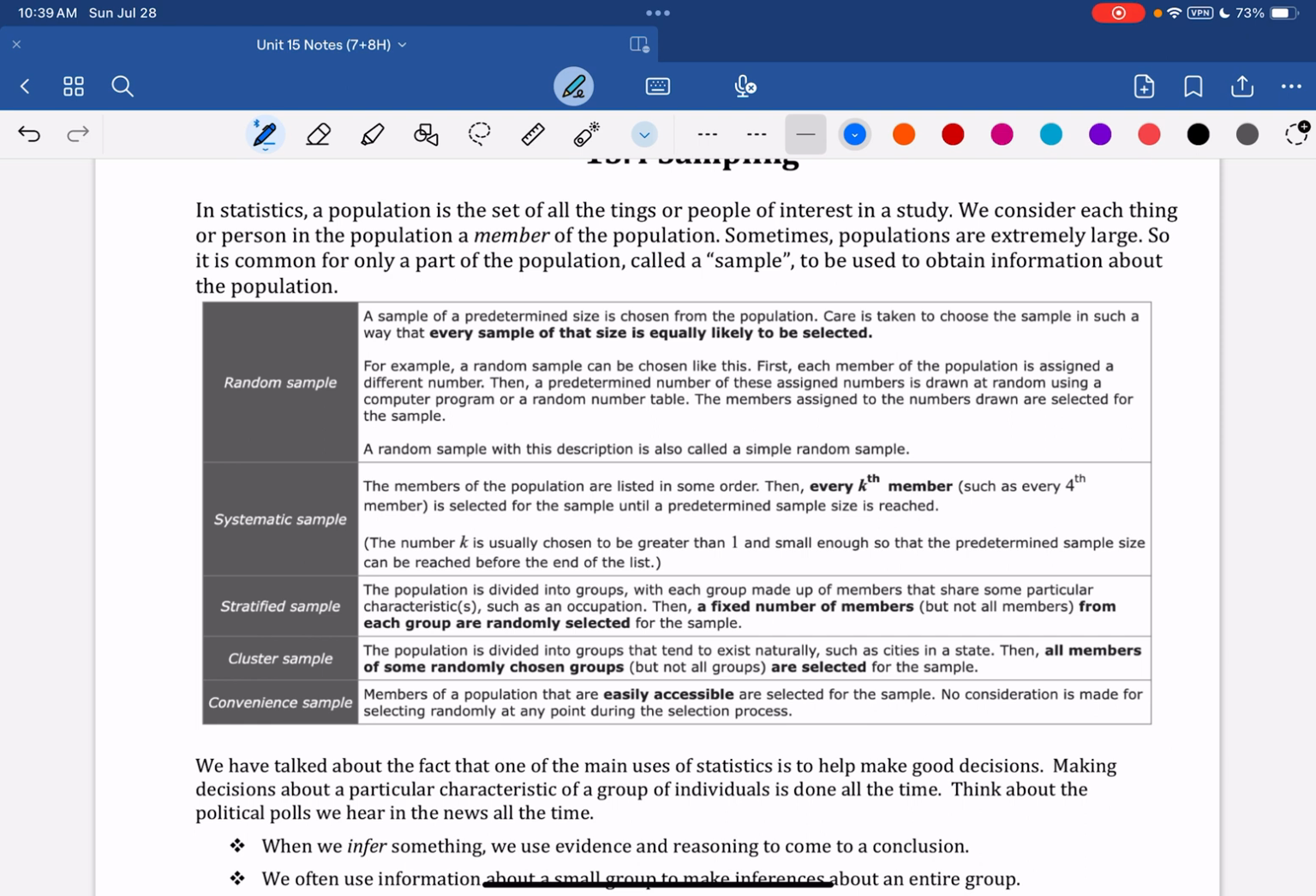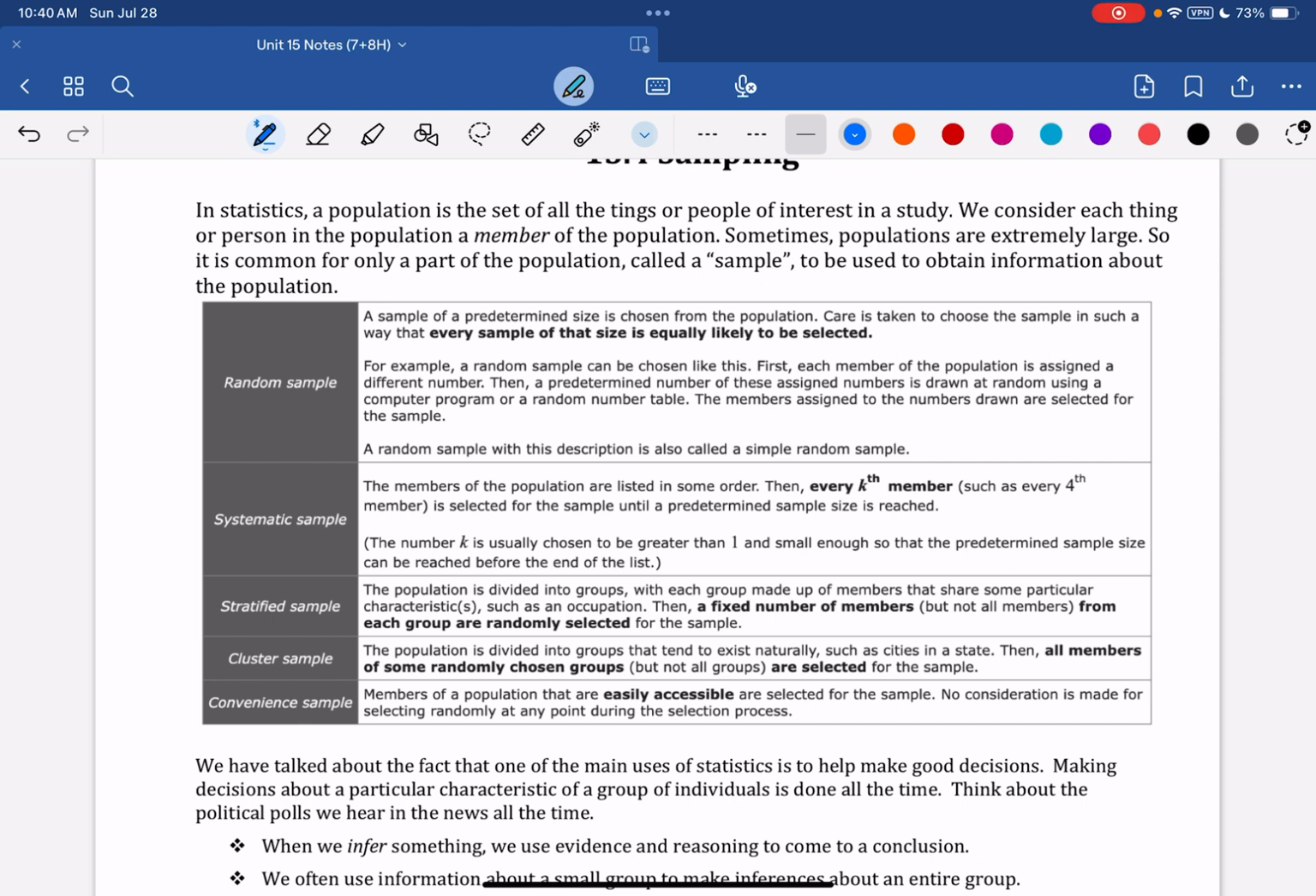A stratified sample, this is where the population is divided into groups, with each group made up of members that share some particular characteristics. So maybe we want to have a sampling of teachers. So we put a group of teachers together, and then a fixed number of members from each group are randomly selected. So maybe we have teachers and doctors and lawyers, and then from each of those groups, we need 10 people.